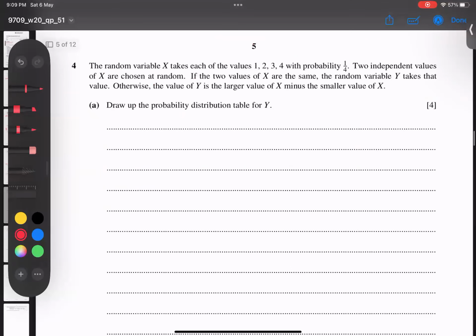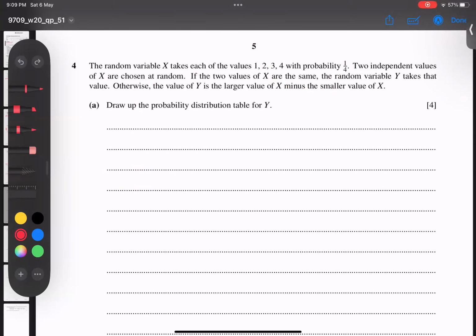Question number 4, students. The random variable X takes each of the values 1, 2, 3, 4, and each value has probability 1 by 4. Simple story: the probability of 1 is 1 by 4, 2 is 1 by 4, 3 is 1 by 4, and 4 also 1 by 4.